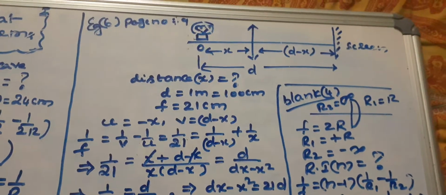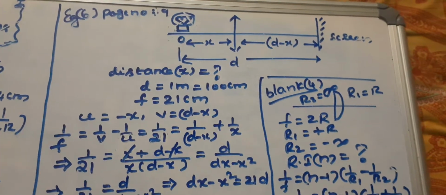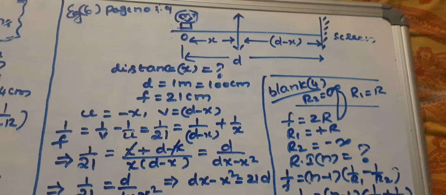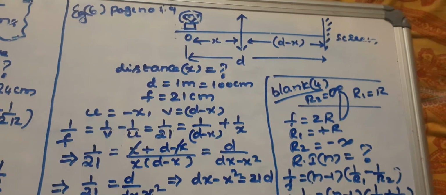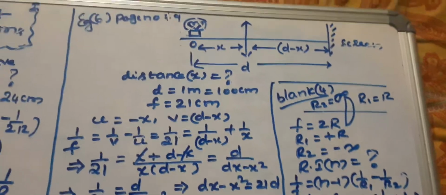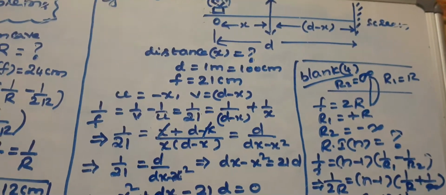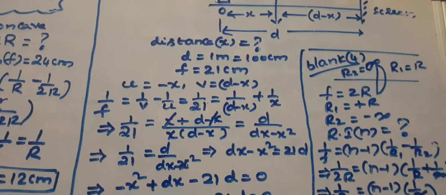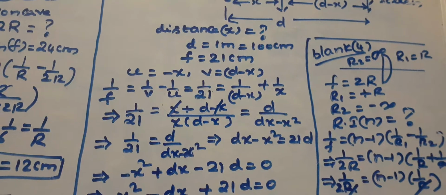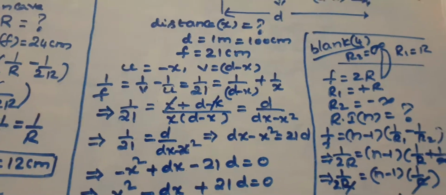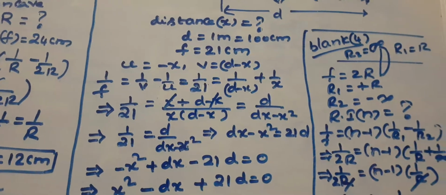From the sign convention, students, object distance u is minus x. When the distance between O and the screen is d, then the distance from the lens to the screen will be d minus x, because the lens to object distance is x. So from the sign convention, v is d minus x. Now using the lens formula, 1 by f is equal to 1 by v minus 1 by u. Substituting these values, 1 by 21 is equal to 1 by (d minus x) plus 1 by x.